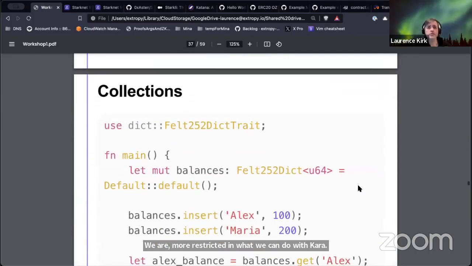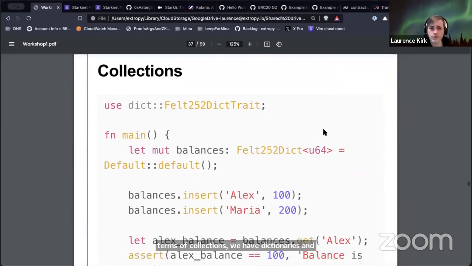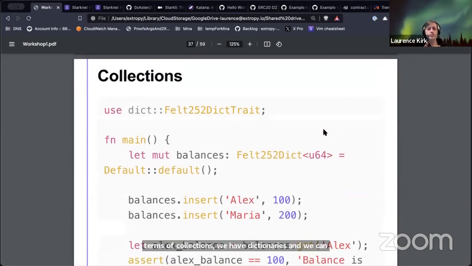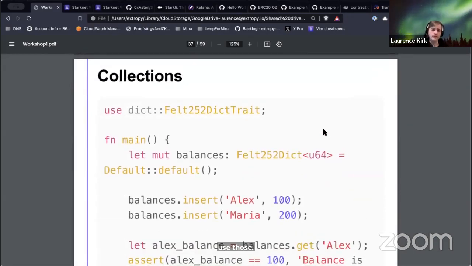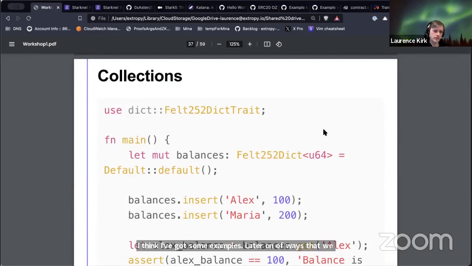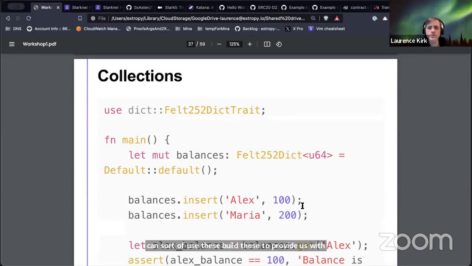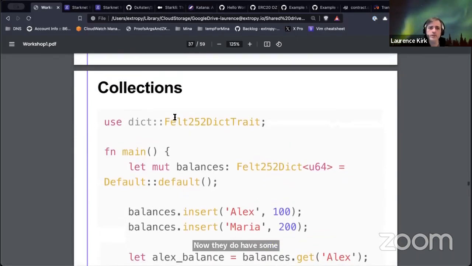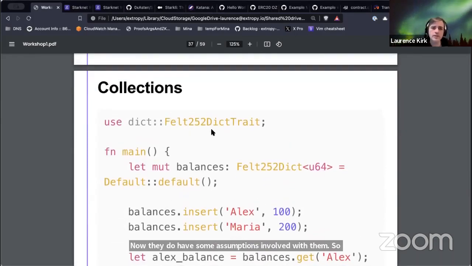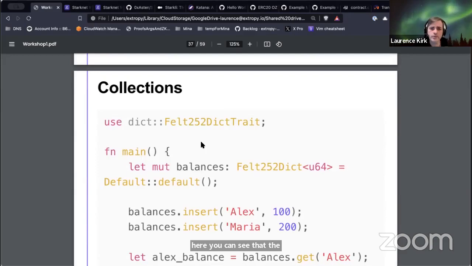In terms of collections, we have dictionaries, and we can use those. I think I've got some examples later on of ways that we can build these to provide us with other useful structures as well. Now, they do have some assumptions involved with them. Here you can see the standard one we have available, this Felt252Dict.